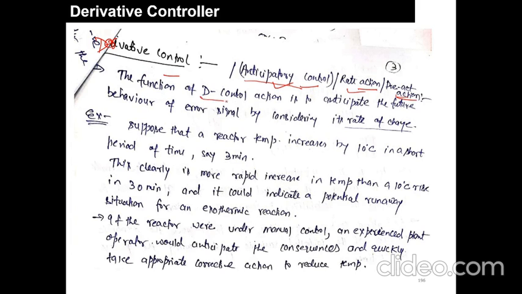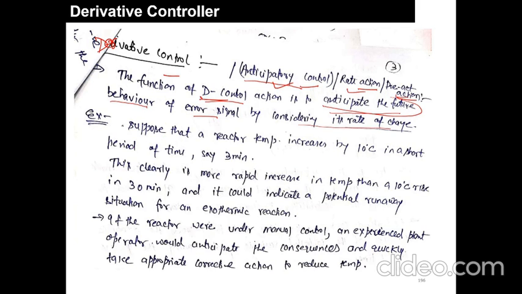The function of derivative control action is to anticipate the future. Anticipatory means prediction of the future, or you can say to anticipate the future behavior of the error signal by considering its rate of change. मतलब ये हुआ कि अगर rate of change को देखते हुए, can you predict the future value? If yes, then this is the task of the derivative control.